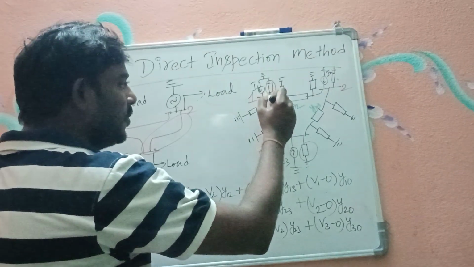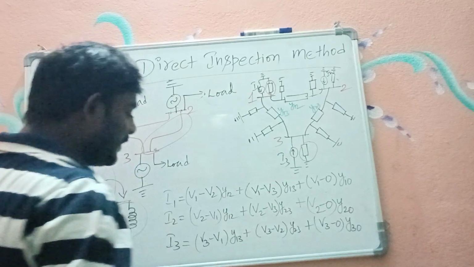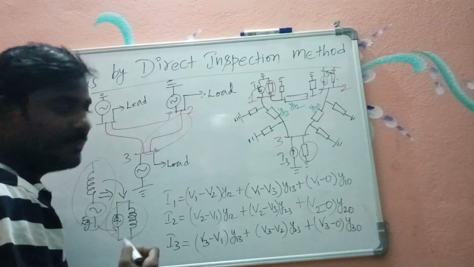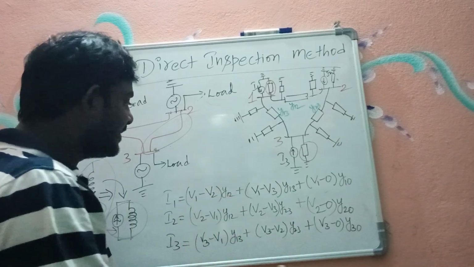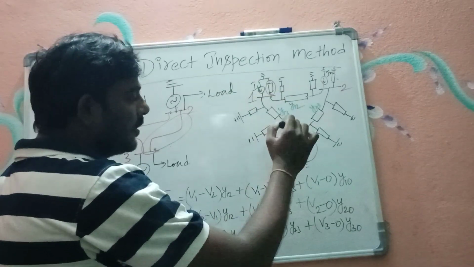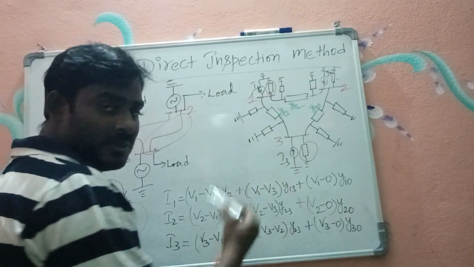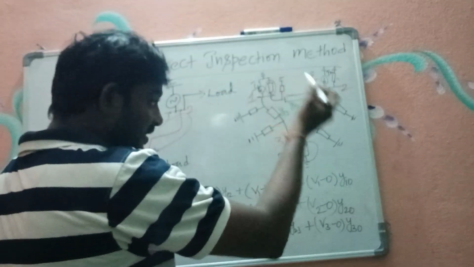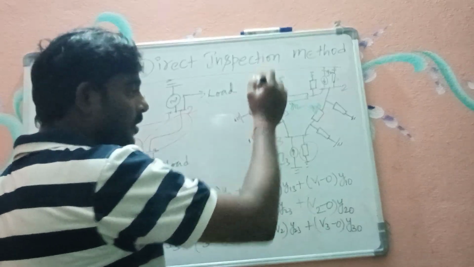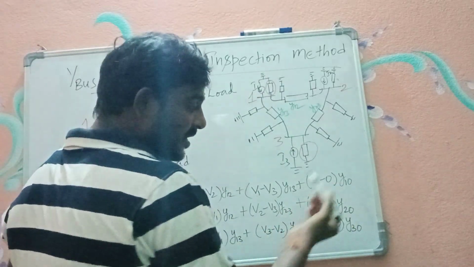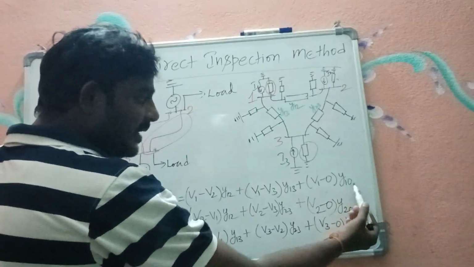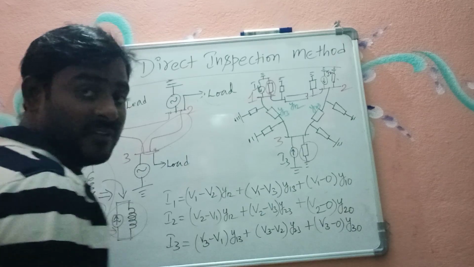The current moving from 1 to 2 can be represented as (V1 minus V2) into Y12. Voltage into admittance is nothing but current, we know that already. Another current is going from 1 to 3, so (V1 minus V3) into Y13. You have the third current, which is from the bus to ground, so it is (V1 minus 0) into Y10. The voltage of ground is taken as 0, so the voltage difference into admittance gives us the current in each case.